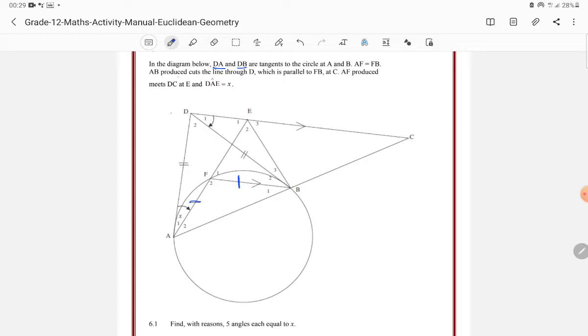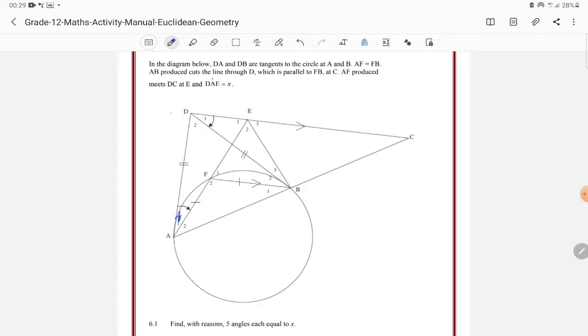Then AB is produced to cut the line through D, which is parallel to FB, at C. AF produced to meet DC at E, and this angle is equal to X. This angle is equal to X. So it is required to find 5 other angles equal to X. So we just need to find those angles with reasons.